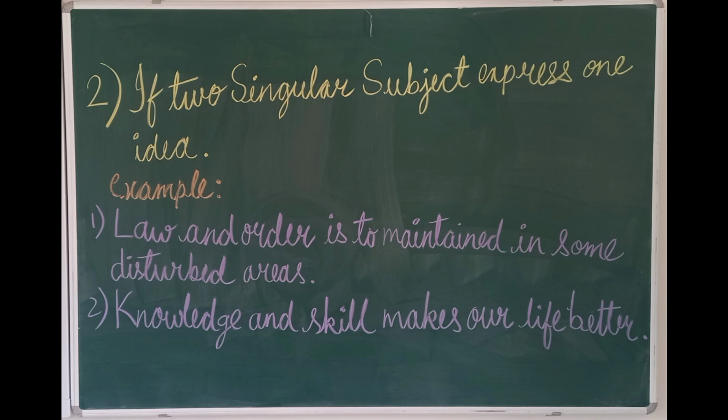Next, knowledge and skill makes our life better. Here knowledge and skill refers to the same idea of intelligence. That's why we will consider knowledge and skill as a singular subject and we will use the singular forms of verb.